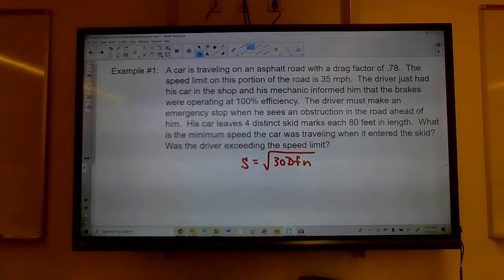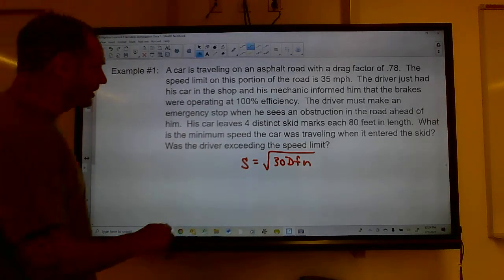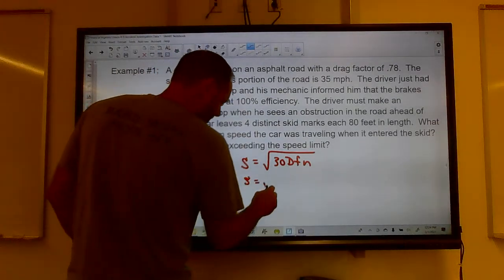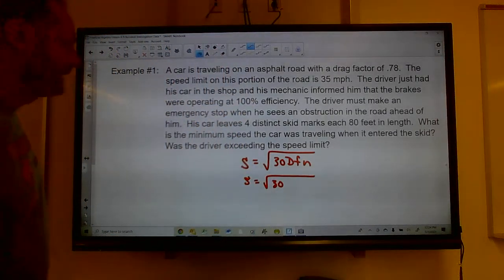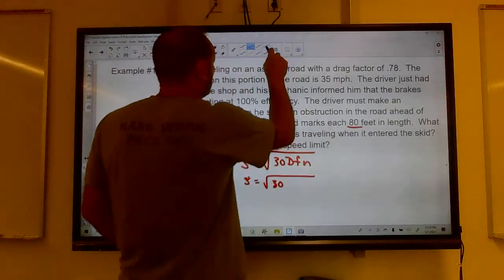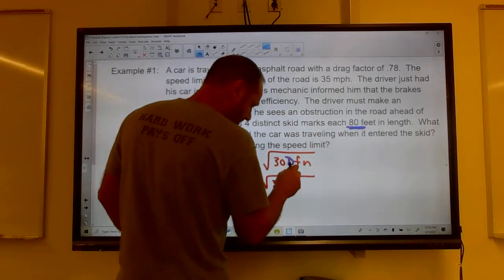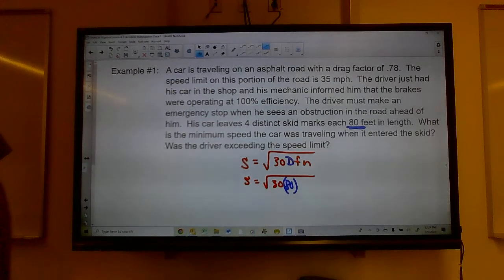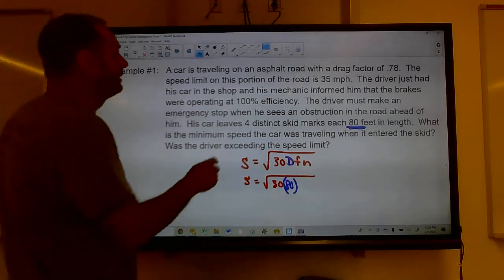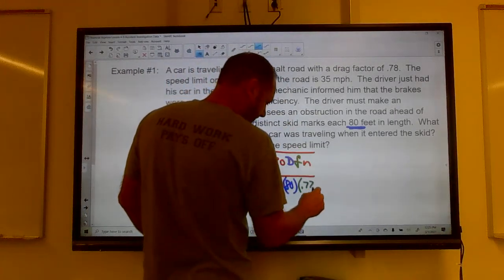Okay, so let's see, what do we have here? We've got the skid mark, 30. So the distance of the skid marks is 80 feet. Let's put this here in blue. So this is 80. Okay, and F is the drag factor. So F right here is going to be 0.78.